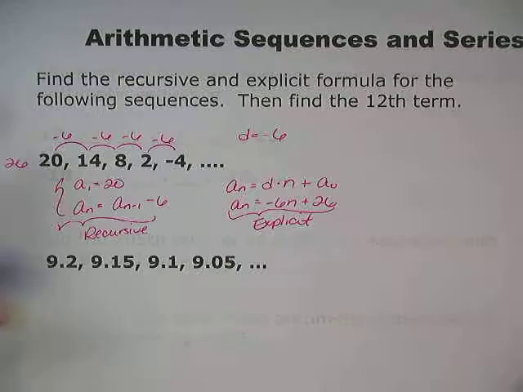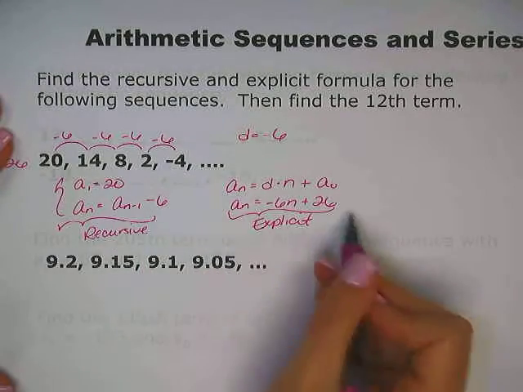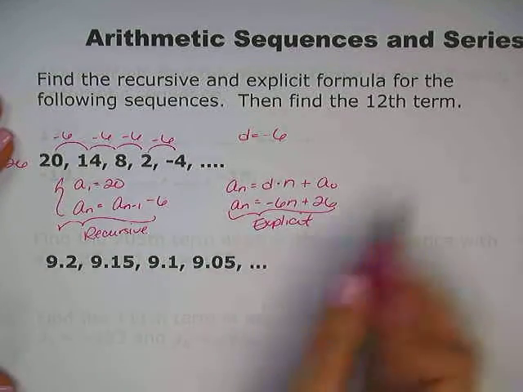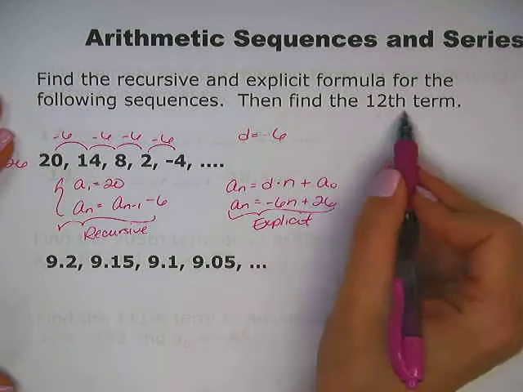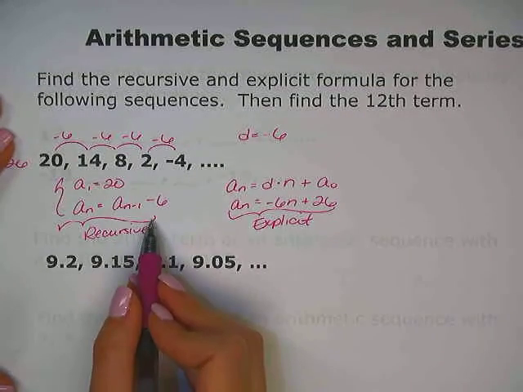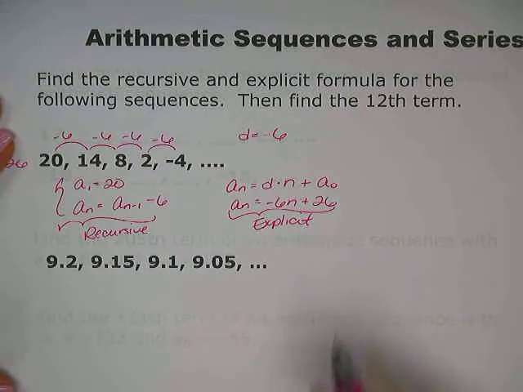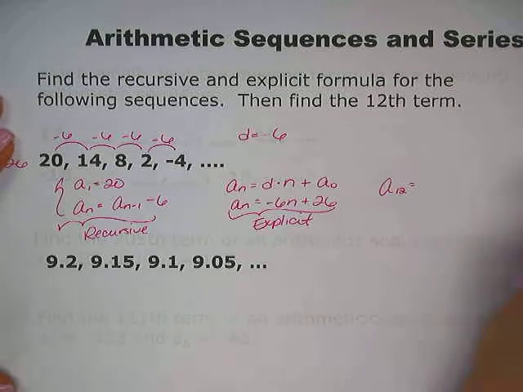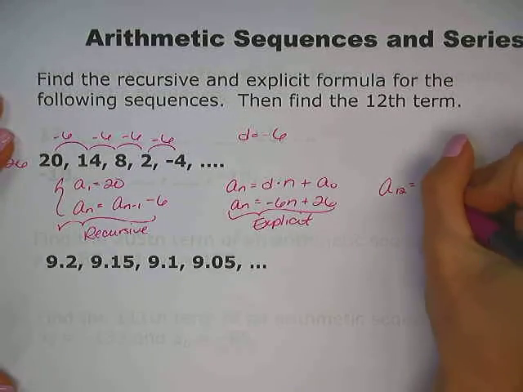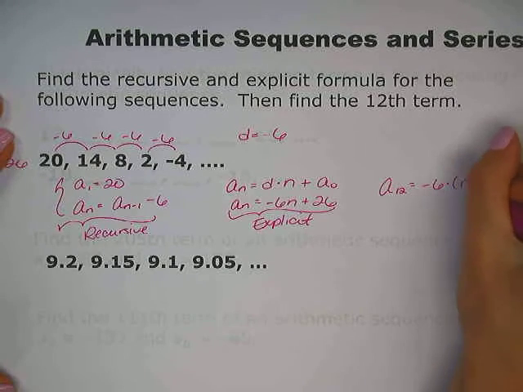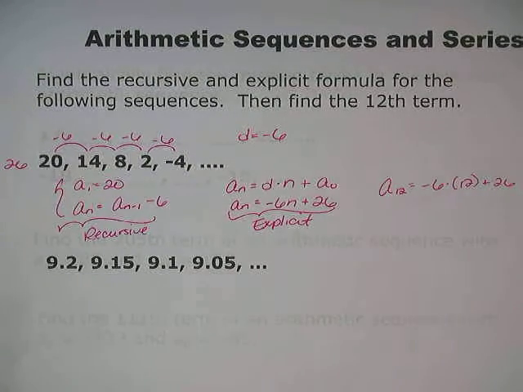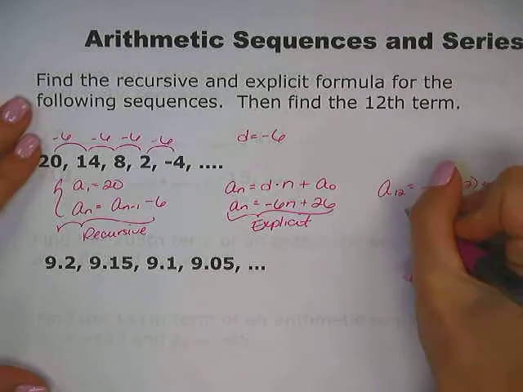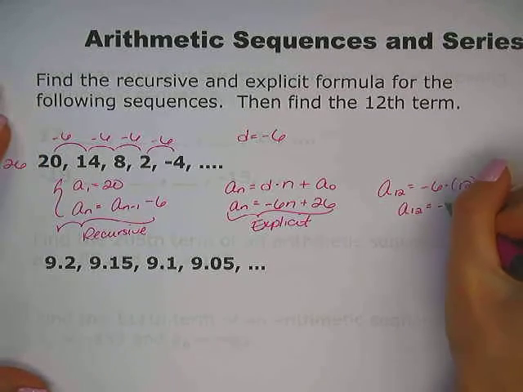So I've got my recursive rule over here, I've got my explicit rule right there. Now the reason why I need the explicit rule is, again, to find the 12th term. With the recursive rule, I can't necessarily just plug in to find the 12th term, but with the explicit I can. So to find a sub 12, I'm going to plug in 12 for n. So I've got -6 times 12 plus 26. So -6 times 12, and then plus 26 comes out to be -46. Therefore, a sub 12 equals -46.